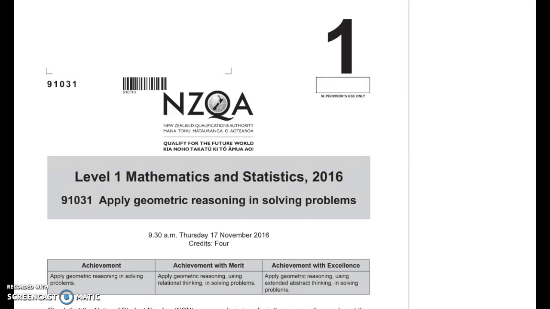Okay, today I am going to be going through the Level 1 Mathematics and Statistics 2016 Geometric Reasoning paper. You can feel free to forward. I'm going to go through question by question. So this is question 1.